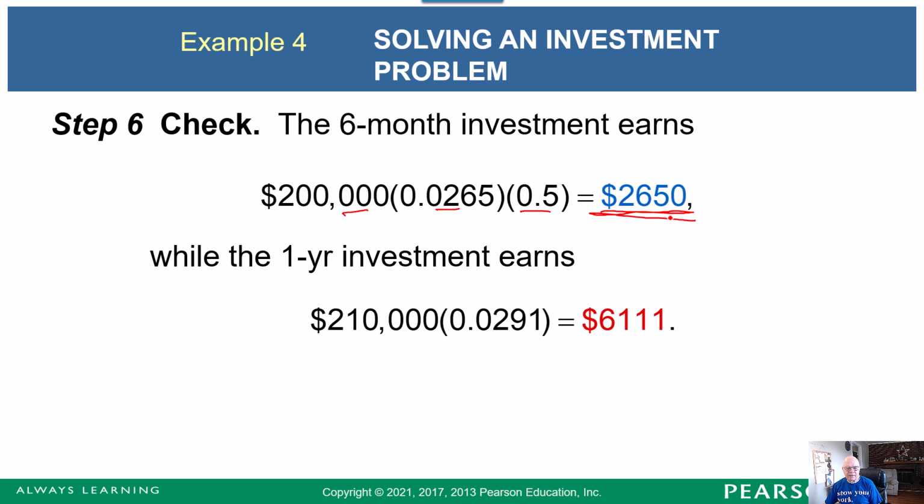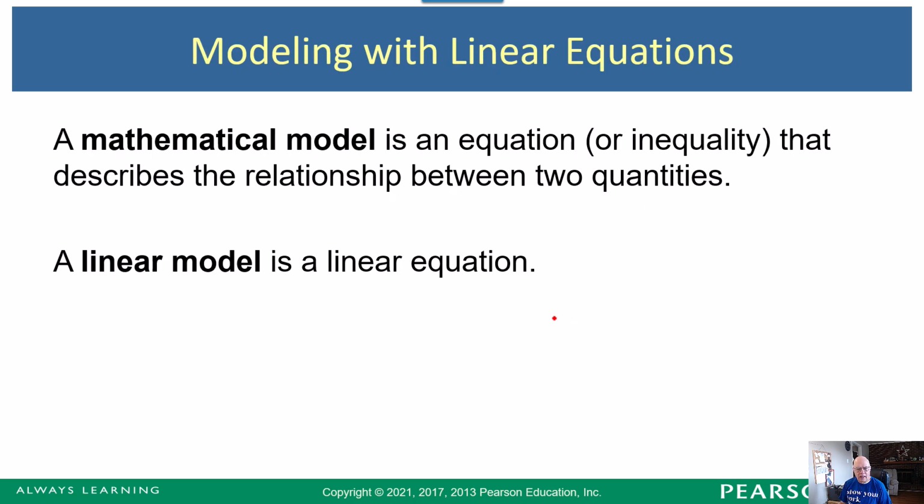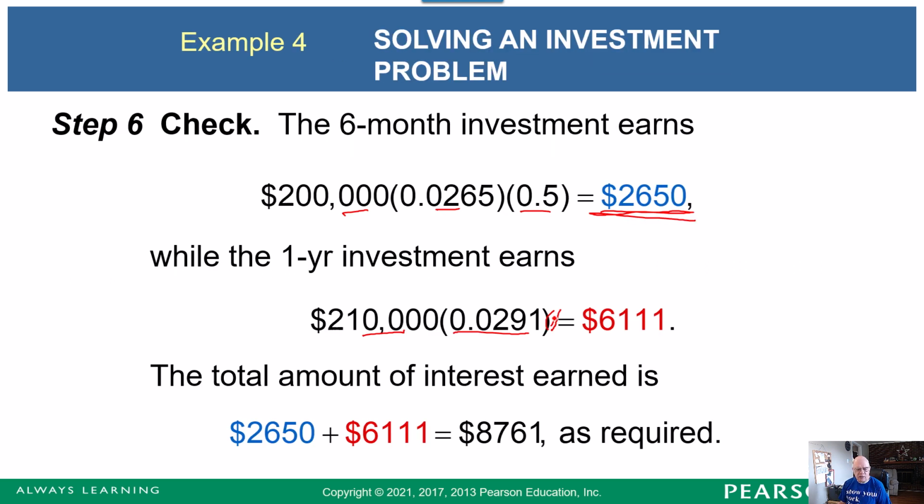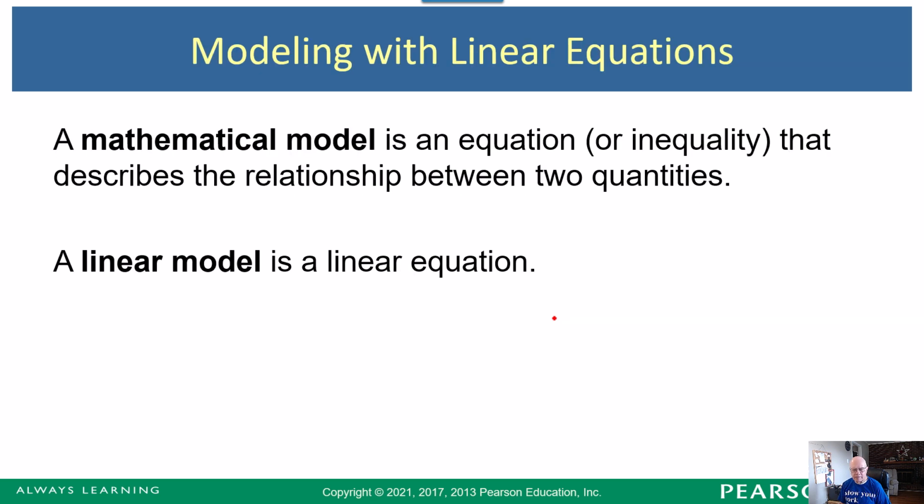For the second investment, we have the principal, the rate, and that was 1 year. They left that out. Shame on them. And it totals $6,111. Add those together, and there's the 8,761 as we needed.